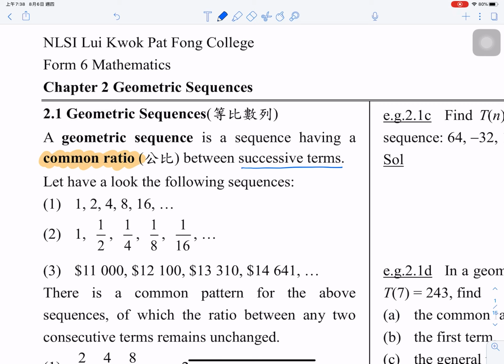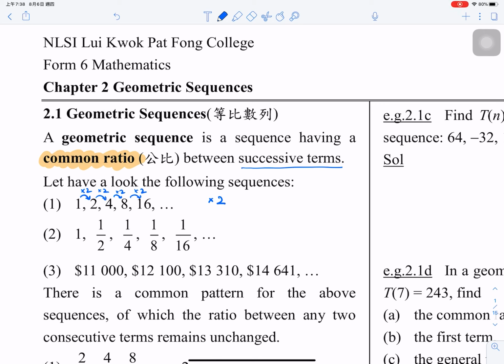Okay, let's see these three sequences. 1, 2, 4, 8, 16. Do you know the properties, or the relation between the terms? You'll see that it's times 2, times 2, times 2, times 2, right? So for each term, you times 2 to get the next one.